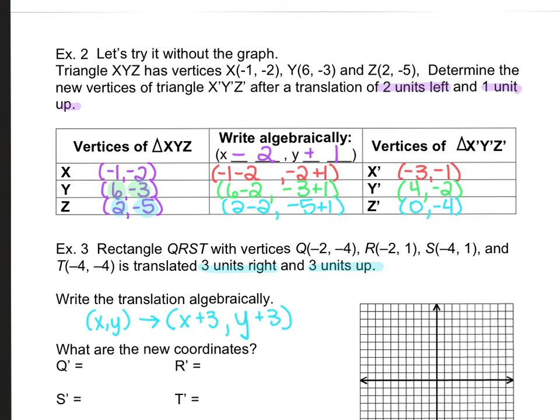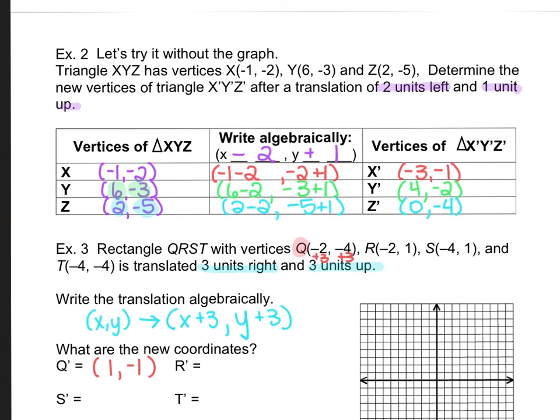Let's look at our Q. For Q, my original image was -2, -4. So we know that my original x value, I'm going to add 3 to that. And my original y value, I'm going to add 3 to that. So that means my new points are -2 plus 3, which is +1, and -4 plus 3, which is -1. So that's my new Q prime.